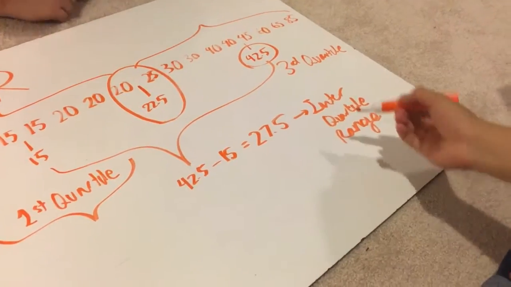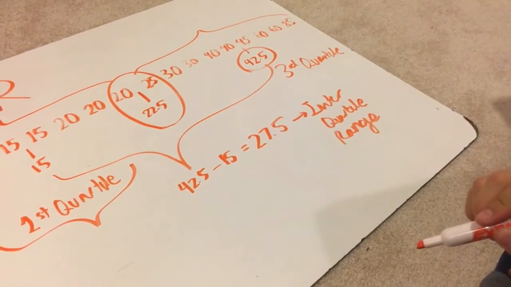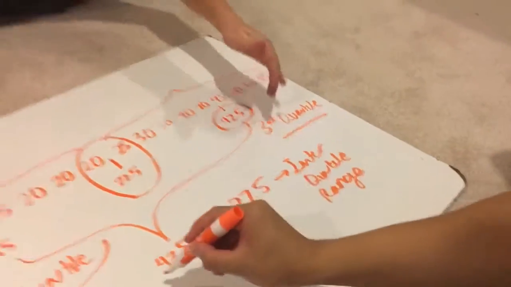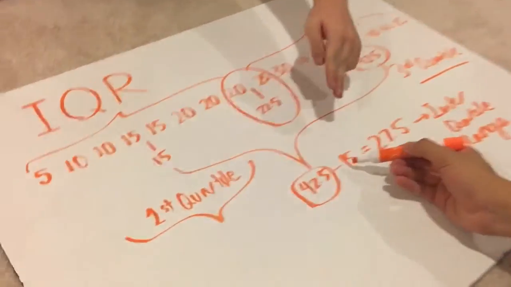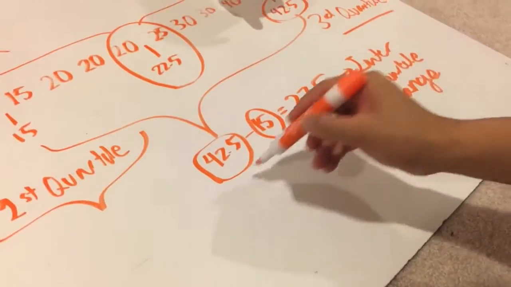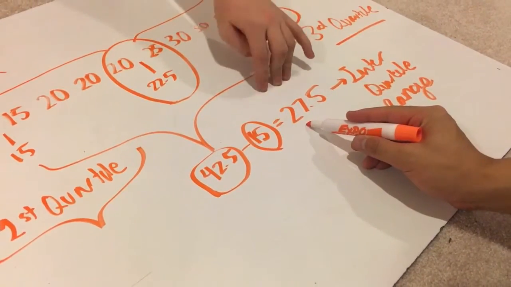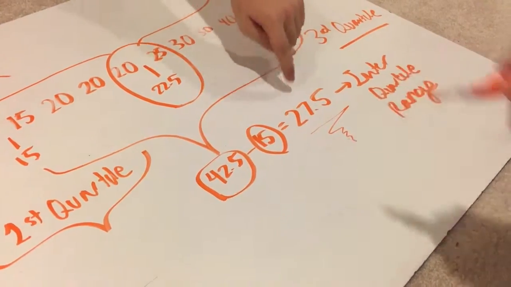To find the actual IQR in this set of data, we would take the third quartile, 42.5, and the first quartile, 15, and subtract. 42.5 minus 15 equaling 27.5, which would be the interquartile range, or the IQR. Now the IQR is used to determine what is an outlier, whether positive or negative.